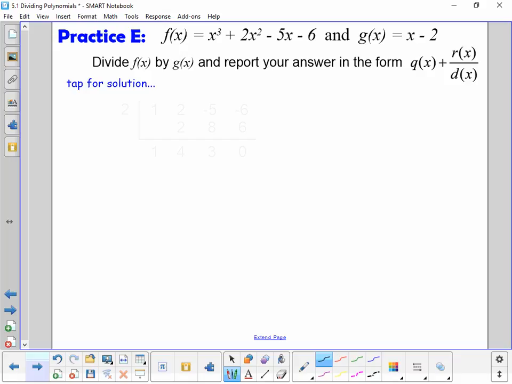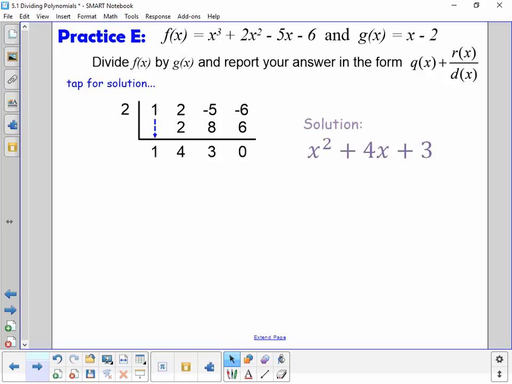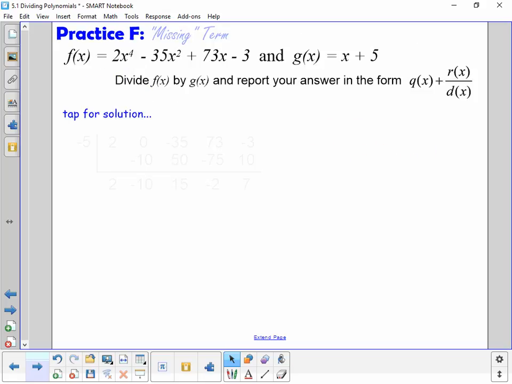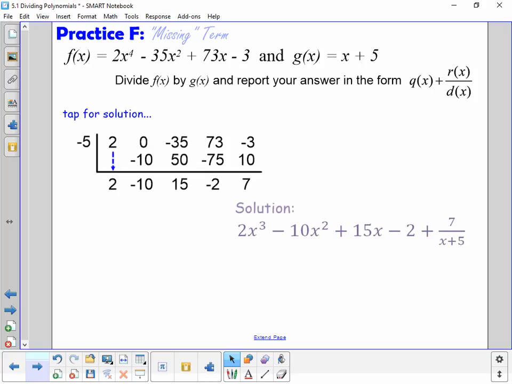Go ahead and try this one out. Pause if you want, and then you can check your work. So pause. Here's the solution. That one did not have a remainder. Here's one with a missing term. See if you can set it up. Don't forget the missing term. Do the problem. Pause the video. See how you did. And there's the solution.